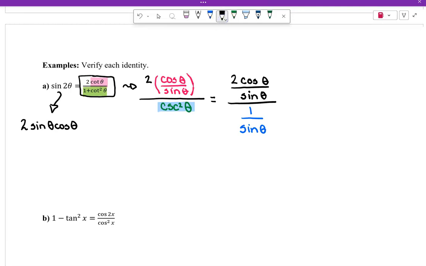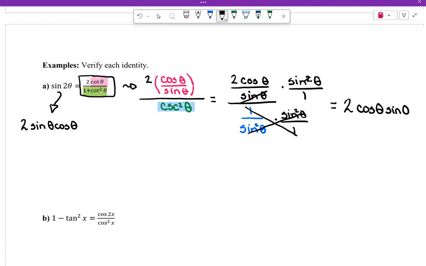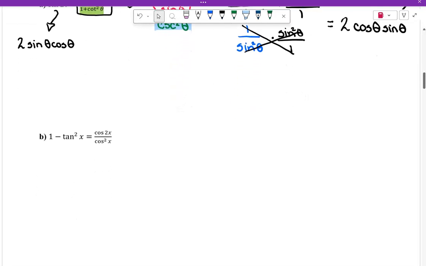Just like before, we've got to multiply by the reciprocal in the denominator. What you do to the bottom, we do to the top. I forgot my squared. You guys were probably yelling at me. So these cancel, one sine cancels with one sine, and notice that we have left 2 cosine theta sine theta. So we got it. They match. Okay, let's go look at B.